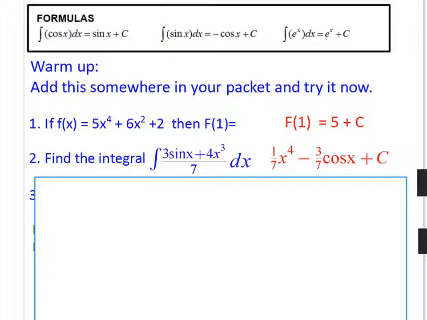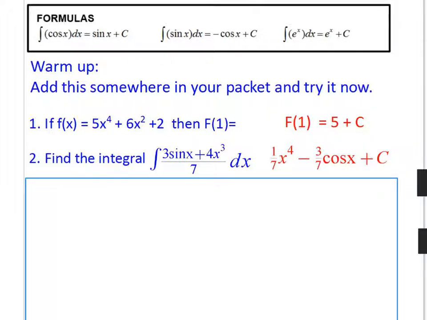Okay, for number 2, before I do any antiderivative work, I want to fix this all over 7. That looks really funny. So I'm going to make it 3/7 sine of x plus 4/7 x to the 3rd dx for the integral. That way I now see my coefficients.